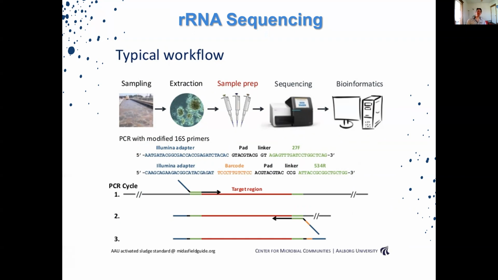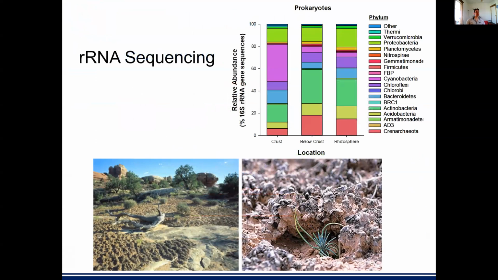And then conveniently, because of the variable region, the conserved region will make universal amplification possible, whereas the variable region will allow discrimination between specific different microorganisms such as bacteria, archaea, and microbial eukarya. So typically the workflow would be you would take your sample, extract it, do your sample prep, run it through your sequencer, and then look at the bioinformatics to draw your results such as this.